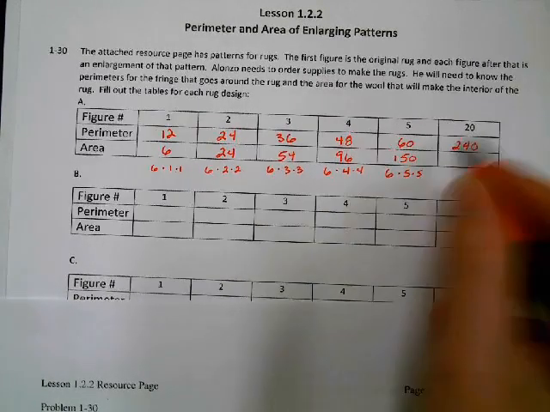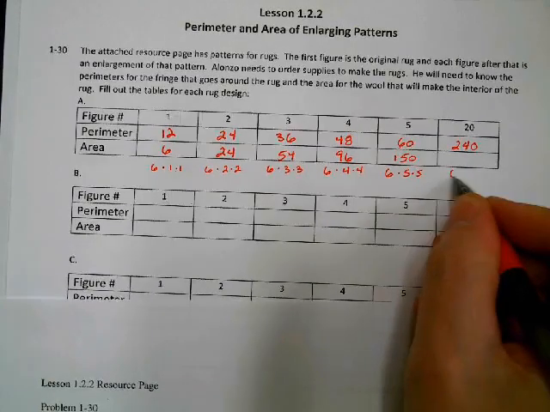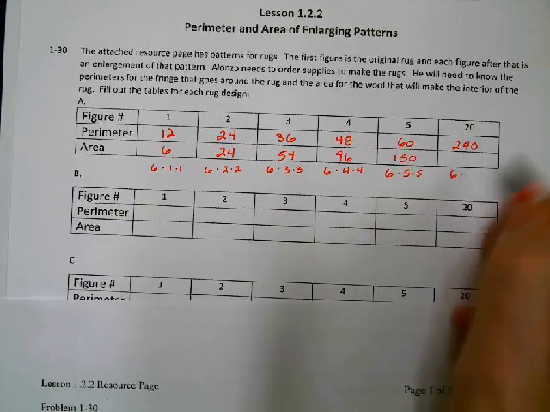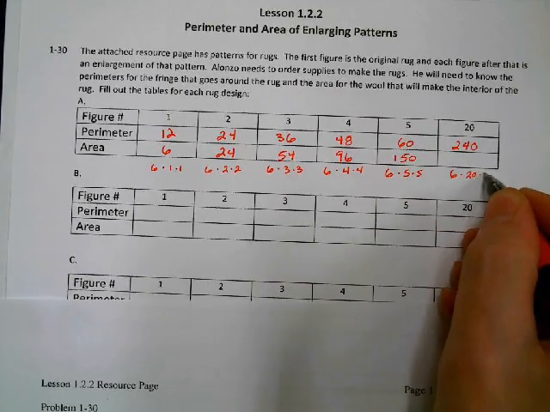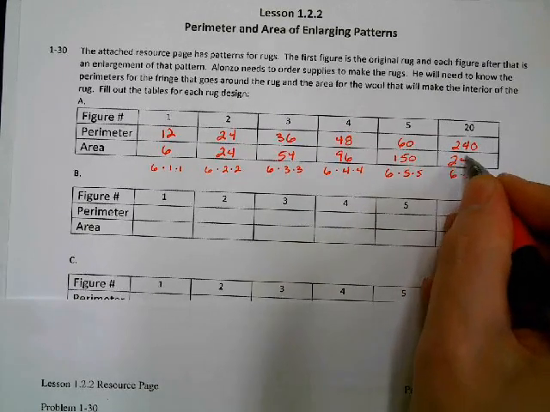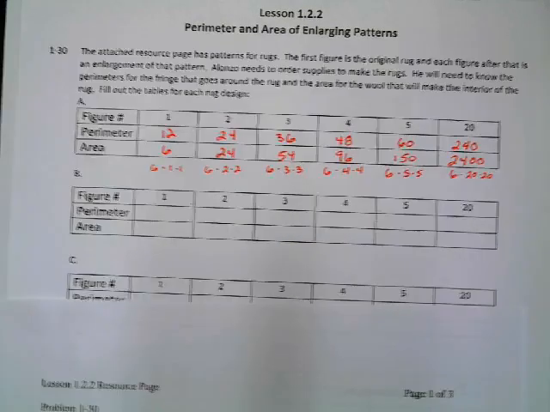And then if we jump to here, we have 6 of them, and we should get 20 by 20 squares. So 20 times 20, that's 400. 400 times 6 ends up being 2,400. All right, so that's the pattern that we're looking at.